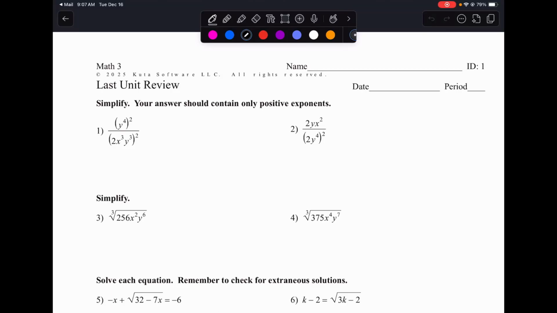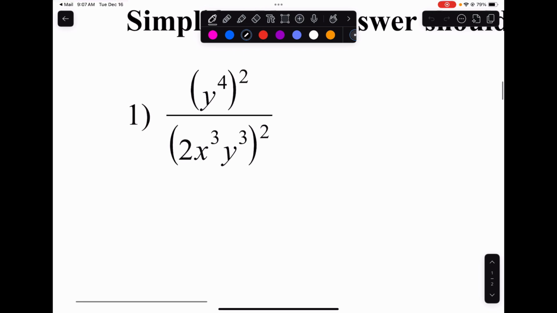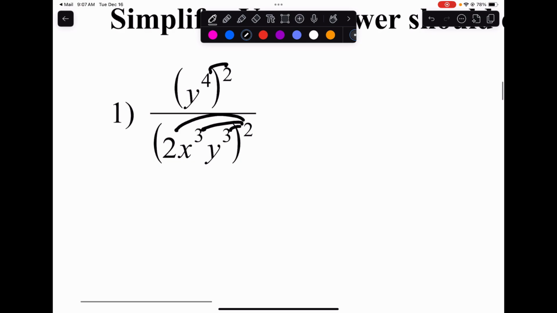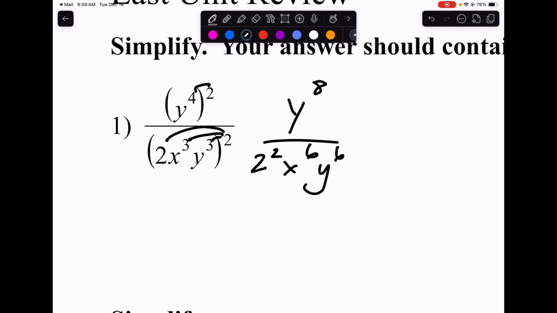All right, so for this last unit review, here we're applying the properties of exponents. The first thing we're going to do is essentially distribute this exponent to everything on the inside of the parentheses here. When you raise a power to a power, you multiply it. So I get y to the 8th, and then I end up with 2 squared, x to the 6th, y to the 6th. So at this point, I've got y to the 8th all over, and then 2 squared is 4, x to the 6th, y to the 6th.